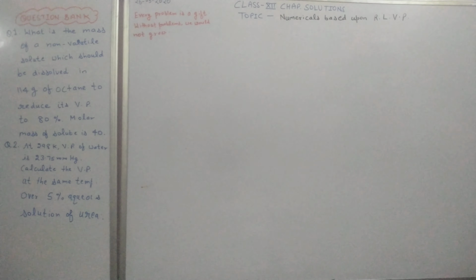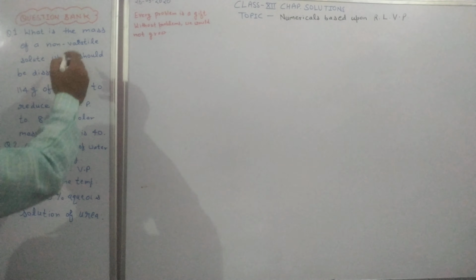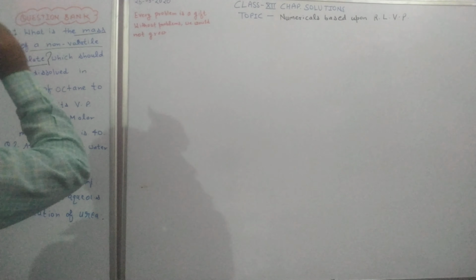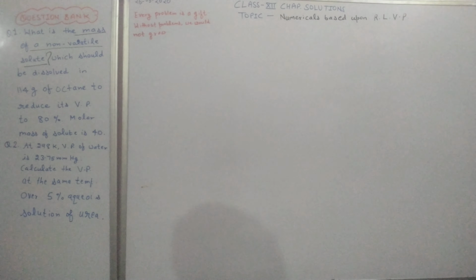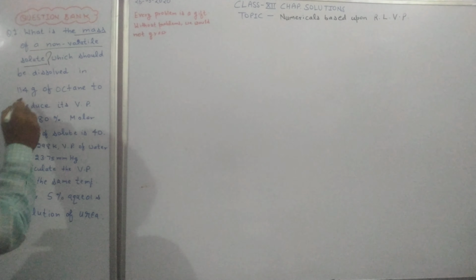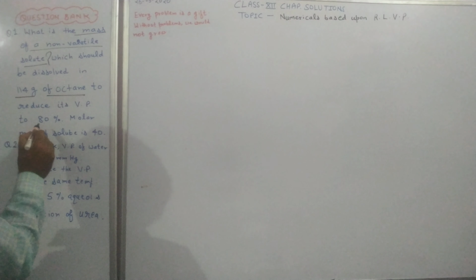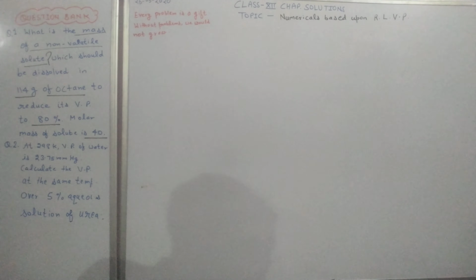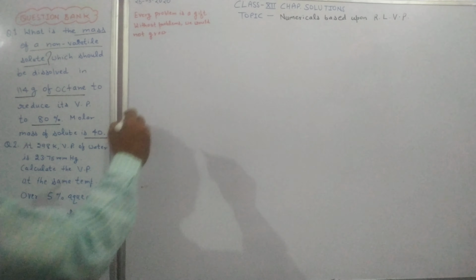So in this question, what we have to calculate is the mass of non-volatile solute. And what we have as the data? We have 140 gram of octane, vapor pressure to be reduced to 80%, and molar mass of solute is 40. So let us solve this problem.